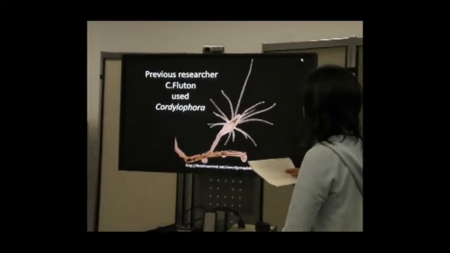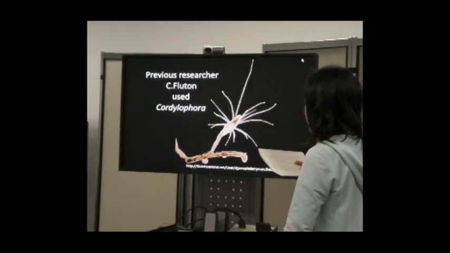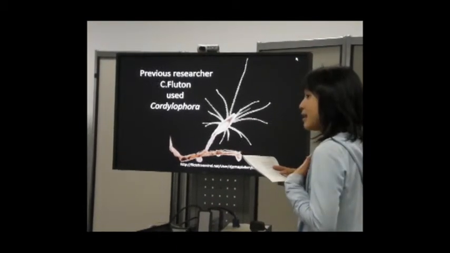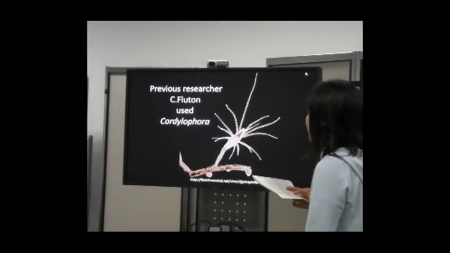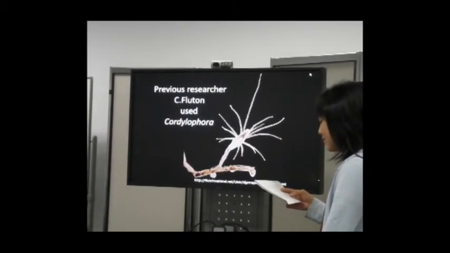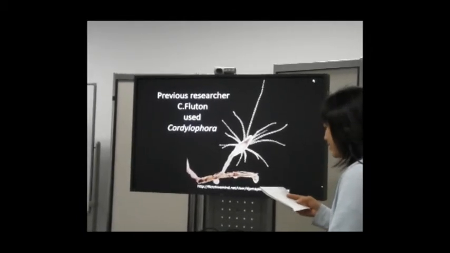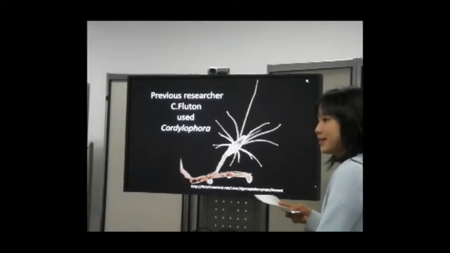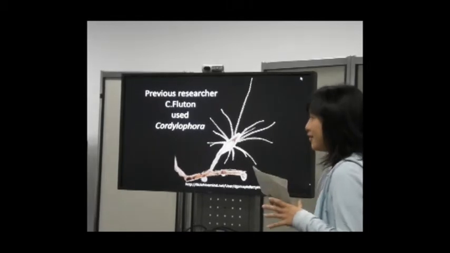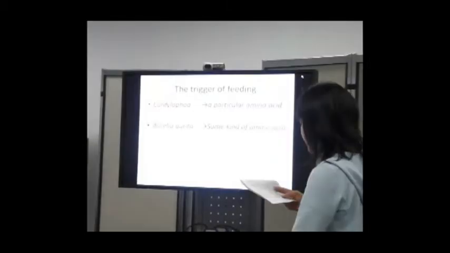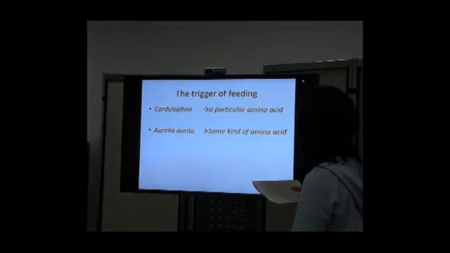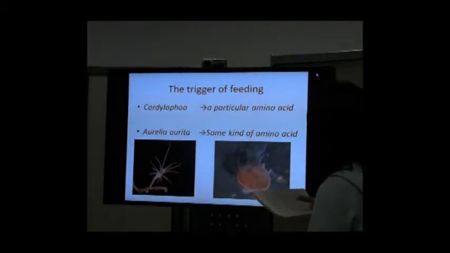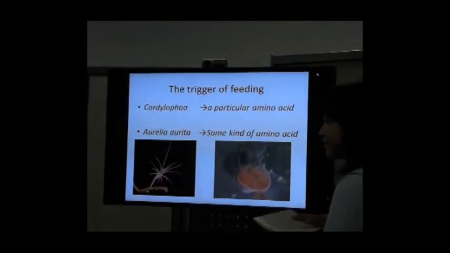According to Fulton's research, Cordylophora creeps distinguish food with a particular kind of amino acid. On the other hand, my experiment indicated that Aurelia aurita creeps distinguished food by some kinds of amino acid. The difference between these 2 kinds of jellyfish indicates the variety among all jellyfish. In conclusion, Aurelia aurita and Cordylophora creeps distinguish food from unusual things by amino acid, and the kind of the key amino acid is not common between them.